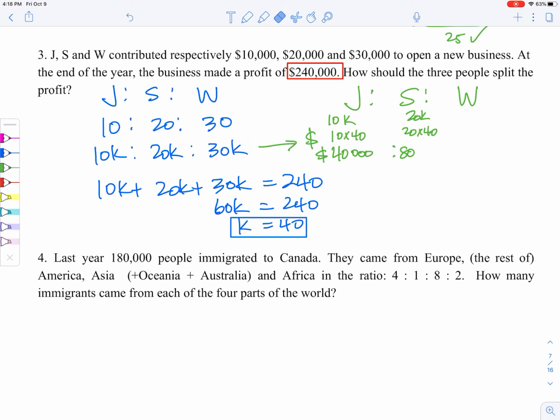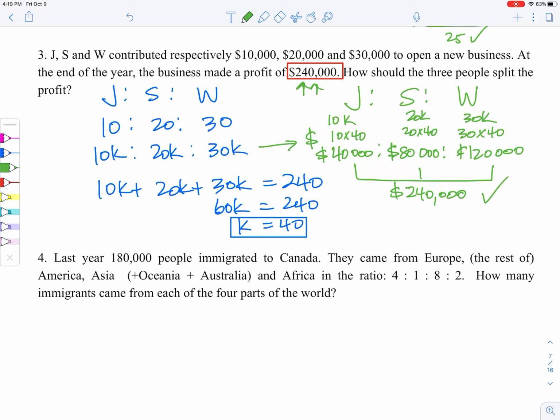And I knew that because my amounts wouldn't have added up to the grand total of 240. Okay, W is 30K. So 30 times 40. So that's going to be $120,000. And we can check and make sure we're right. So if we add these all up, 120,000 plus 80,000 is 200,000 plus 40,000 gives me $240,000. So, yep, we did that question correctly.